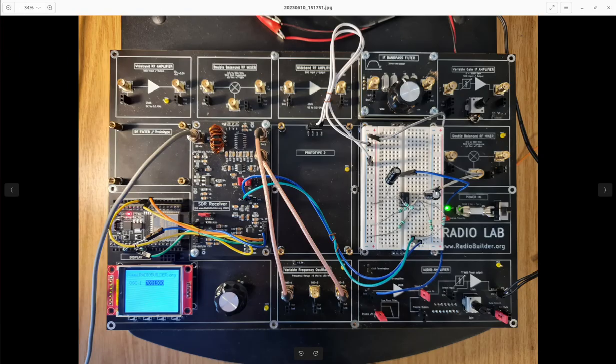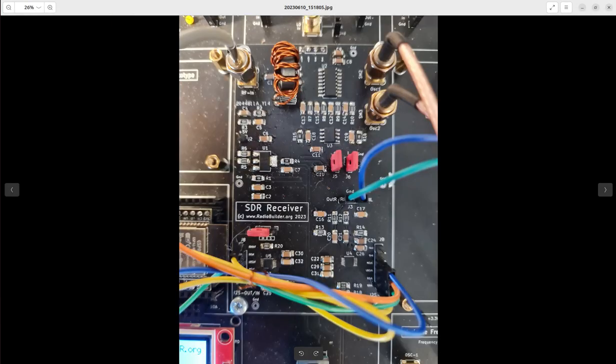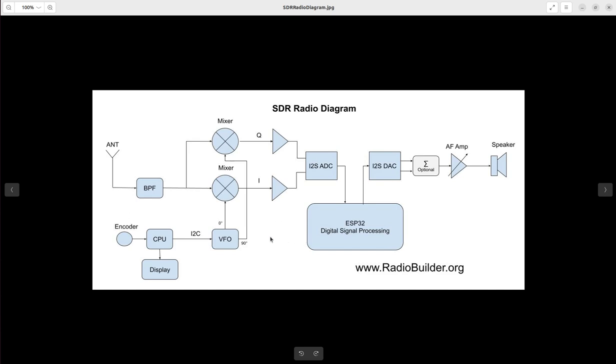We're going to demonstrate this on the radio lab, but it applies to everything. So we have the SDR receiver module here and the ESP32. They're kind of the key components, kind of a close-up of the receiver module. And this is the SDR radio diagram, but again, I'm going to get it even more simple than this.